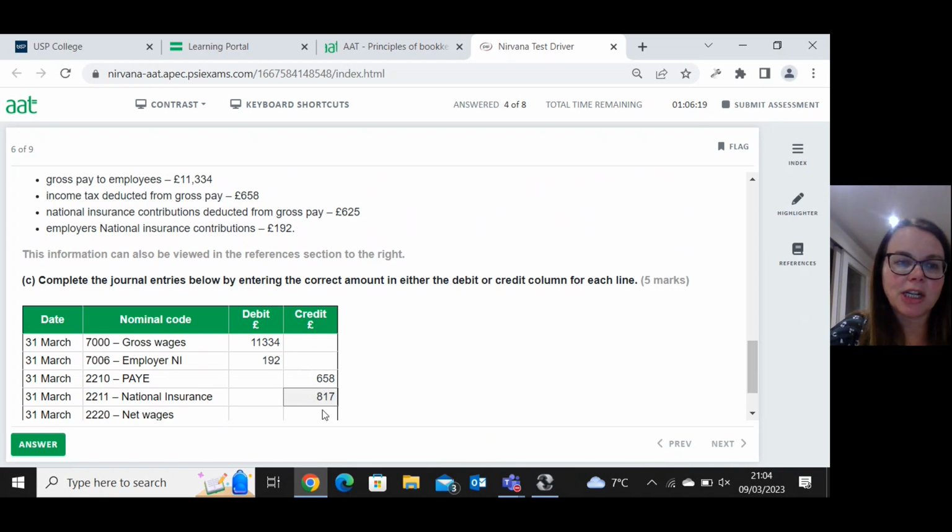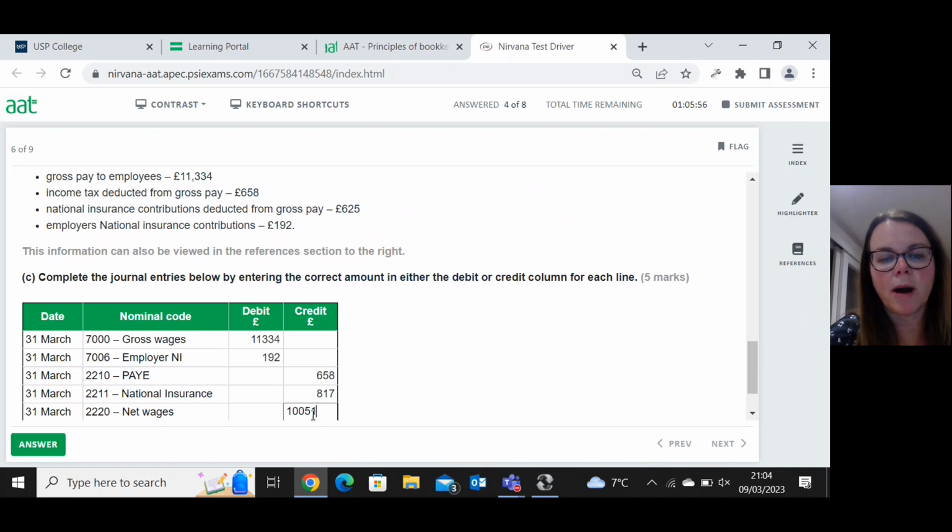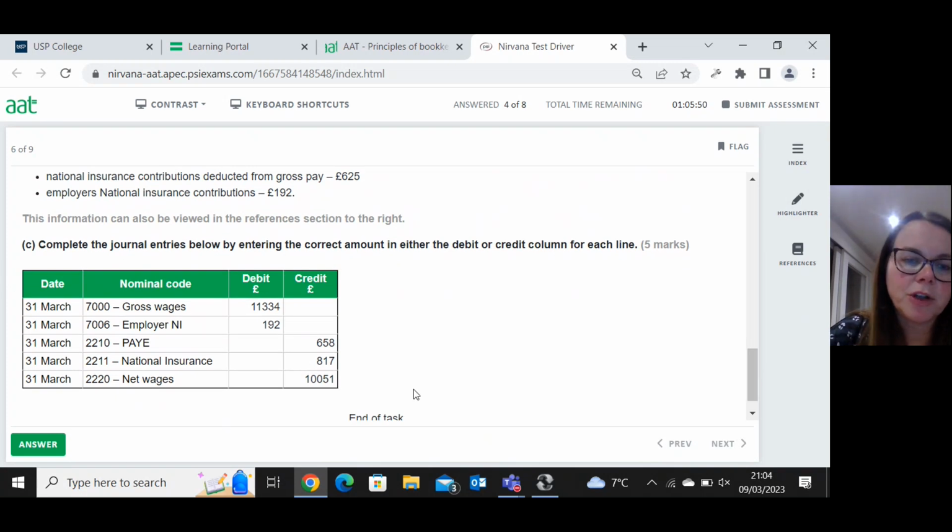And then the net wages we know is calculated as the gross pay, so 11,334, subtract the tax, 658, and then subtract the employee bit that's deducted from the gross pay of 625. All right, so that should give you a figure for net wages of 10051. So that is a credit because we owe that to our workers. And what you should do in this question is just add up your debits and make sure that they're equal to your credits, because any journal, of course, should have equal debits and credits, and that will work here.